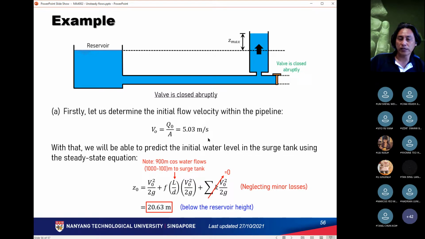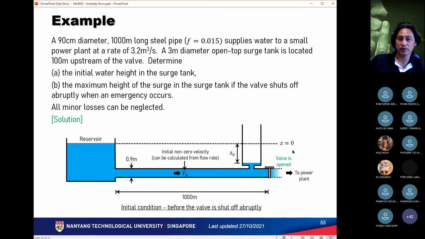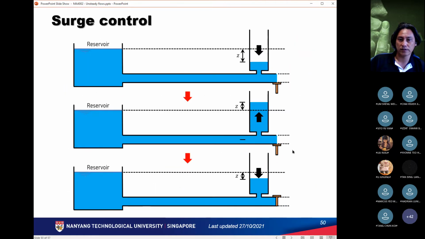Now for us to find Z naught, since Z naught is a steady state thing, we just have to invoke the steady state Bernoulli's equation that we've seen earlier on, which is this.